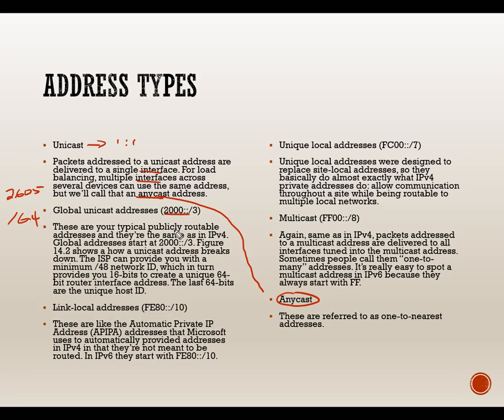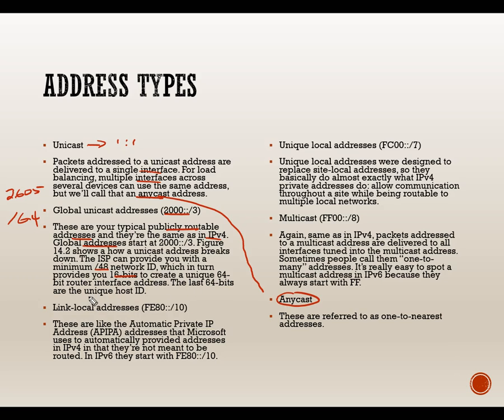These are your typical publicly routable addresses, and they're the same as the IPv4 global addresses. They start with 2000. This shows the unicast address breakdown. ISPs can provide you with a minimum of a 48-bit network ID, and in turn provide you 16 bits to create your own 64-bit router interface addresses.